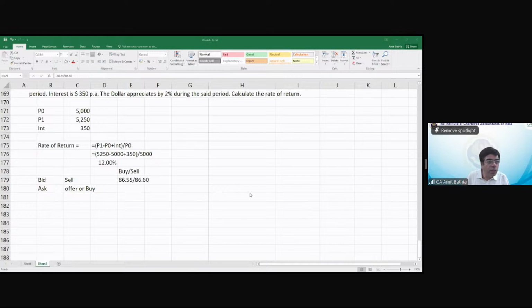Yes, why is there a difference of 5 paise? Commission or premium? That is the commission, right? The margin for the banker.